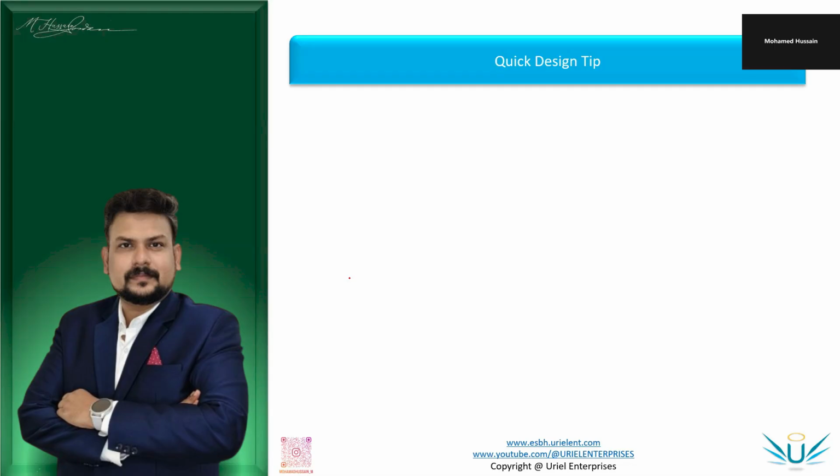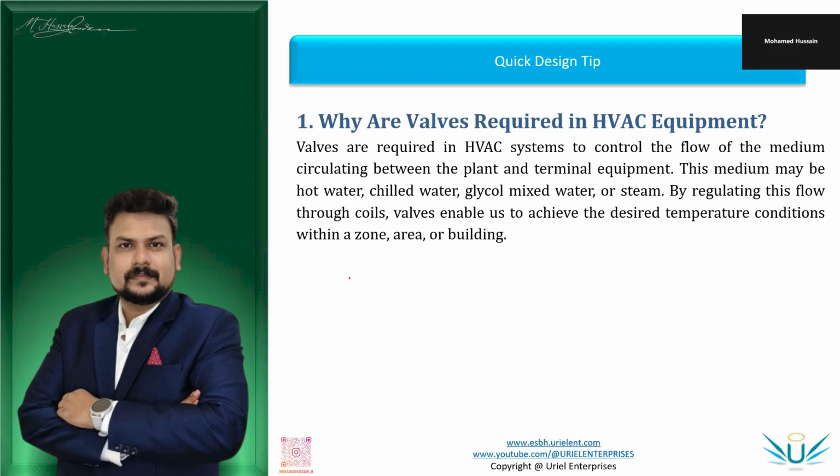Okay. First, why are valves required? That is a very important question actually. You have a chiller system and you have a pump, and the pump is pushing the water. You can directly send the water to the cooling coil and take the return water back into the chiller, and you can run this continuous loop without installing a valve. But why is it required?